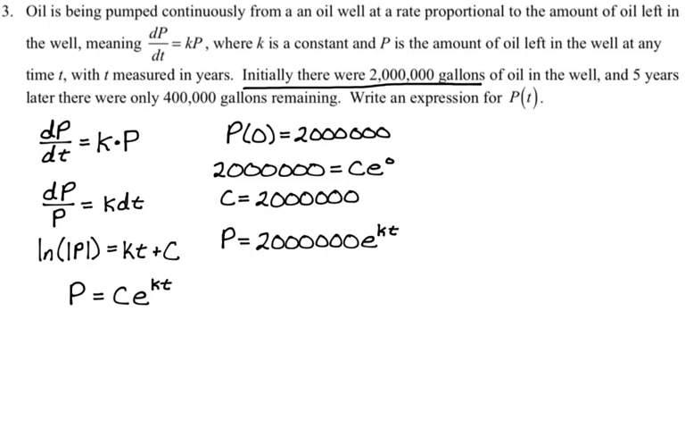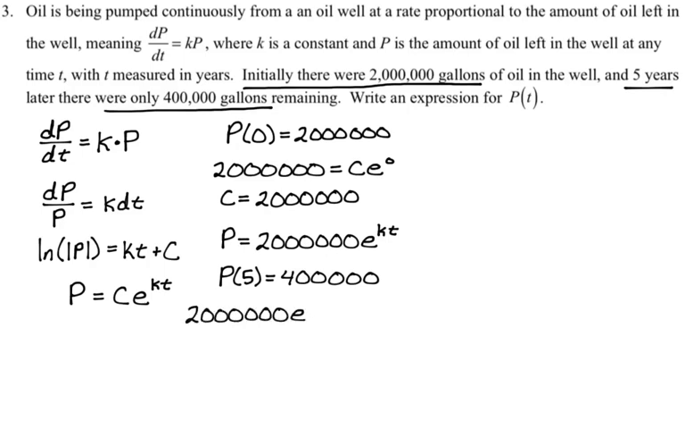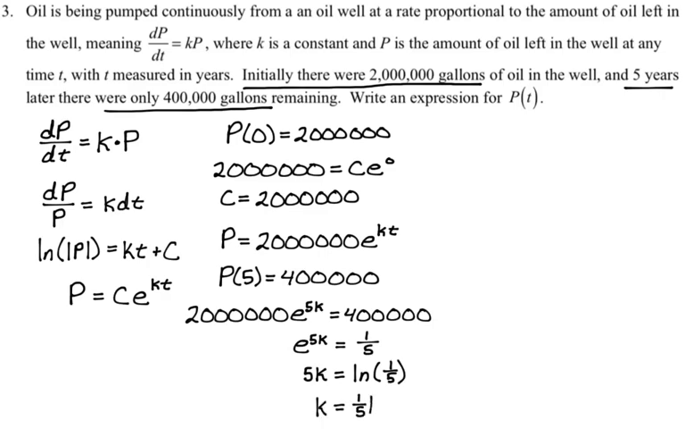So look at the rest of the problem. We know that at 5 years there are 400,000, so P of 5 is 400,000. So we just sub in again. 2 million e to the 5k is equal to 400,000. All right, so divide, and we get this. I'm going to take the natural log of both sides, and the natural log of e to the 5k is just 5k. So 5k equals natural log of 1/5. Divide by 5. k is 1/5 natural log of 1/5.